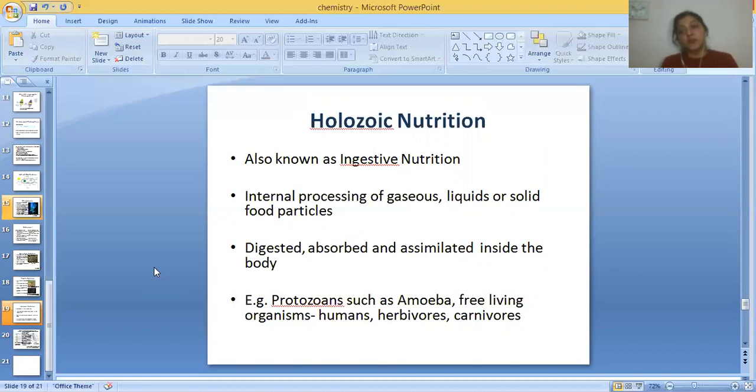Then digestion is the breakdown of complex molecules into simpler molecules. Absorption is through active and passive transport. Assimilation is where all these materials are used for body building. And then egestion is a process in which undigested food material is expelled out of the body. So holozoic nutrition follows 5 steps: ingestion, digestion, absorption, assimilation, and egestion. Protozoans such as amoeba and free-living organisms, humans, herbivores, and carnivores all follow holozoic nutrition.